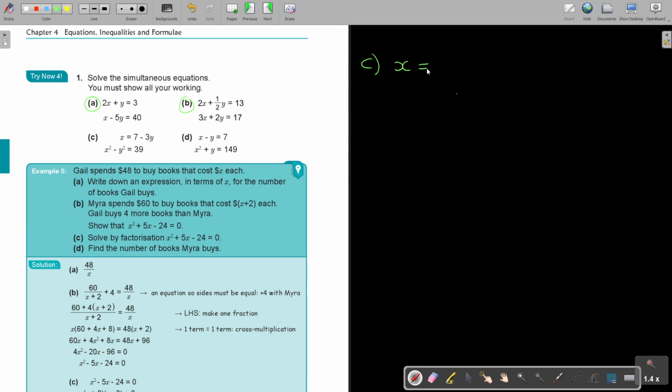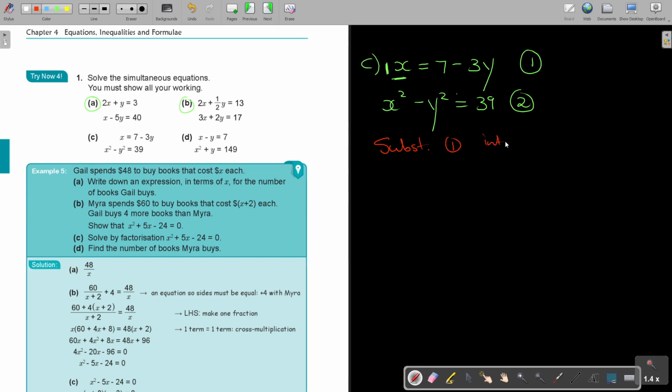And this is my linear equation, can you see? And it's very nice. Why is it so nice? Because they already made it 1x. So this is equation 1. And then they make x squared minus y squared equals 39, and this was equation 2. So I'm going to always substitute equation 1 into equation 2. I like it if they make it a bit more challenging for you, because do you see what's happening now?